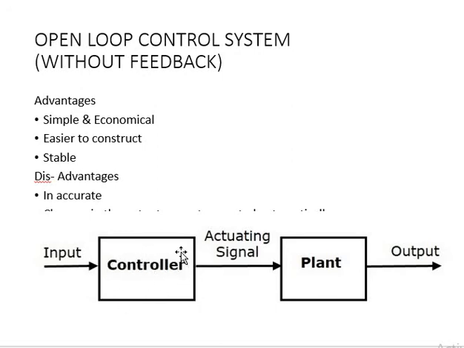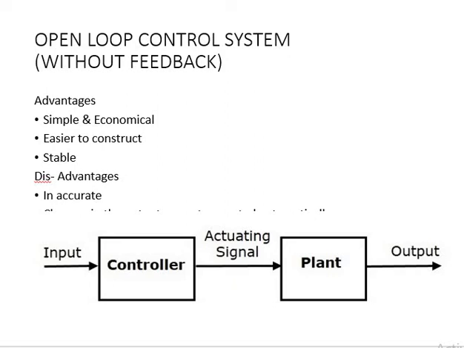Input, after that the controller will be there. This controls the signal, and that control signal is sent as the actuating signal to the plant, whatever it may be, and then the output comes. Generally, the best example of an open loop control system is the washing machine. The washing machine does not know whether the cloth is dry or not. That is called without feedback. So the machine will not see that.